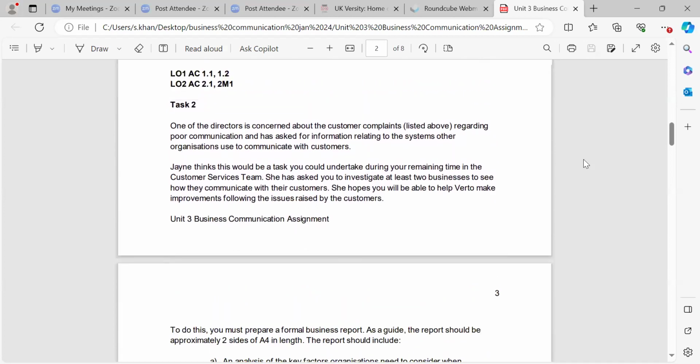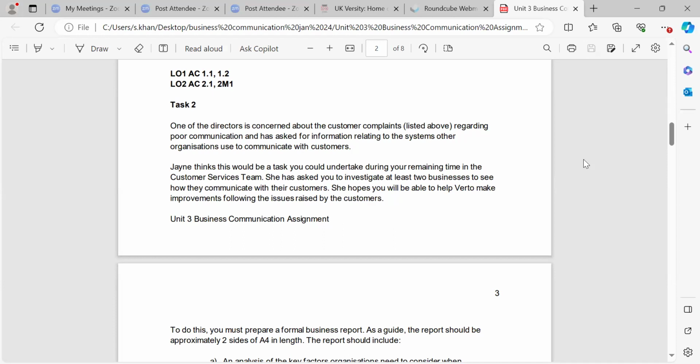Task 2. One of the directors is concerned about the customer complaints listed above regarding poor communication and has asked for information relating to the systems other organizations use to communicate with customers. Jane thinks this would be a task you could undertake during your remaining time in the customer services team. She has asked you to investigate at least 2 businesses to see how they communicate with their customers. She hopes you will be able to help Verto make improvements following the issues raised by the customers.